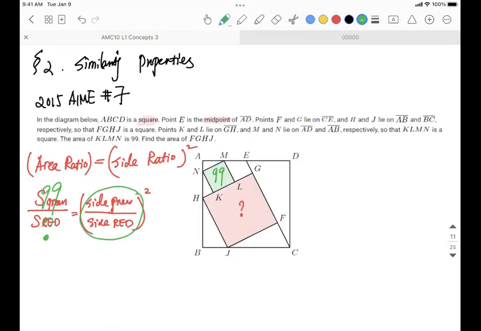So the $1 million question is, how can I find out the side ratio between these two squares? Something like maybe ML over GH, whatever. I just want to give an example, right? Maybe this one over this one, whatever. I don't really care. I just want to ask you, what is the relationship between those two? And that's it.